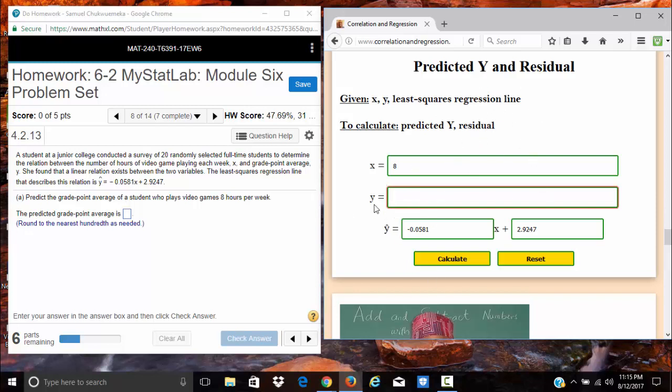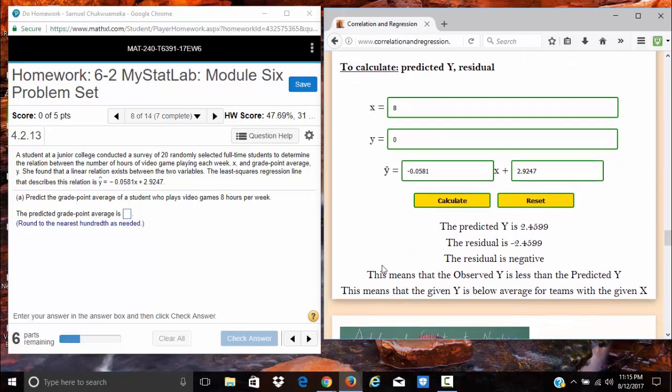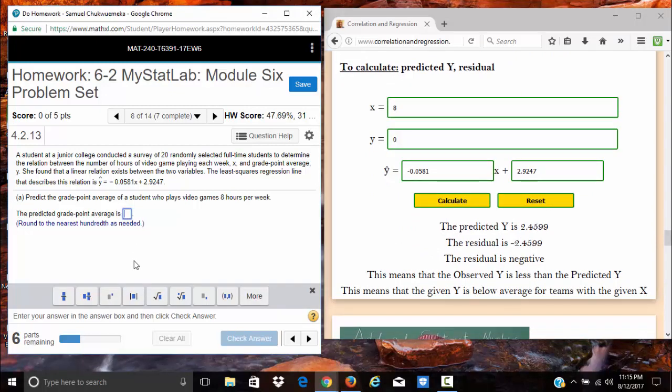And that's fine. There's no observed y. Okay, they're asking us for predicted y, so we can just put the observed y as 0. It doesn't matter at all. Predicted y is what we need. Okay, and round to the nearest hundredth means 2 decimal places. So this will be 2.46.